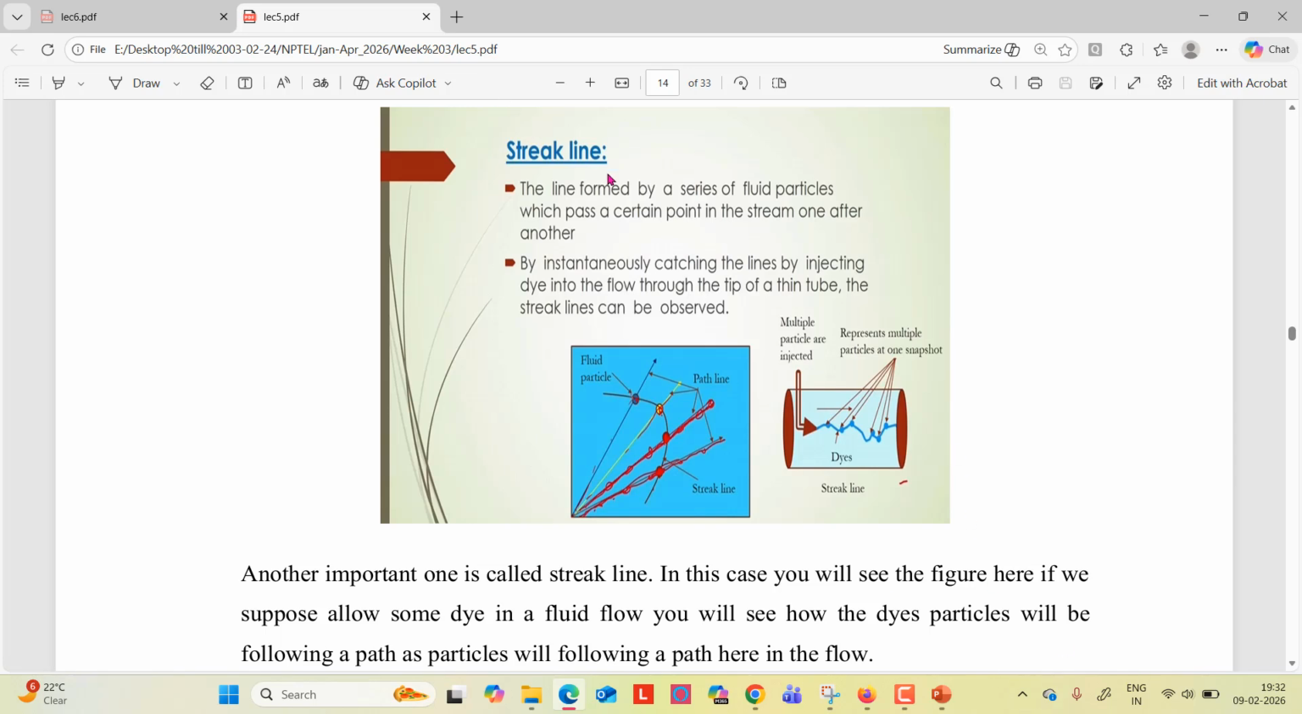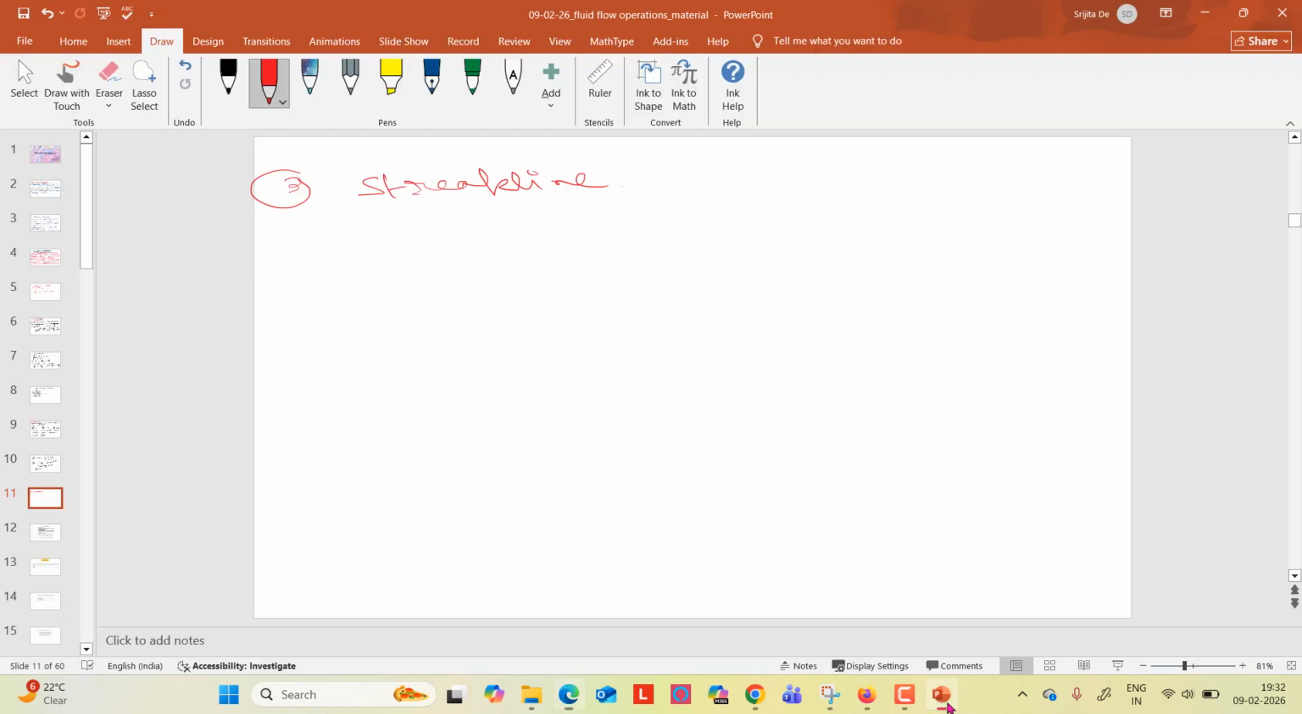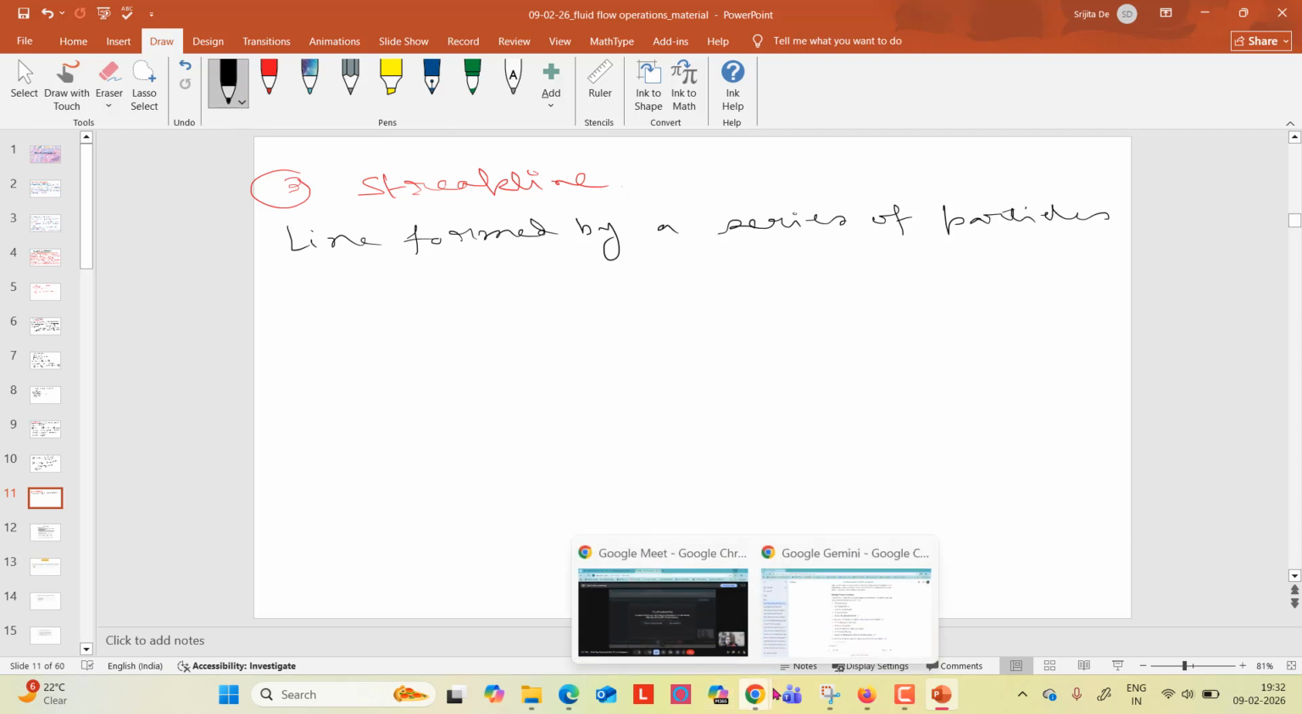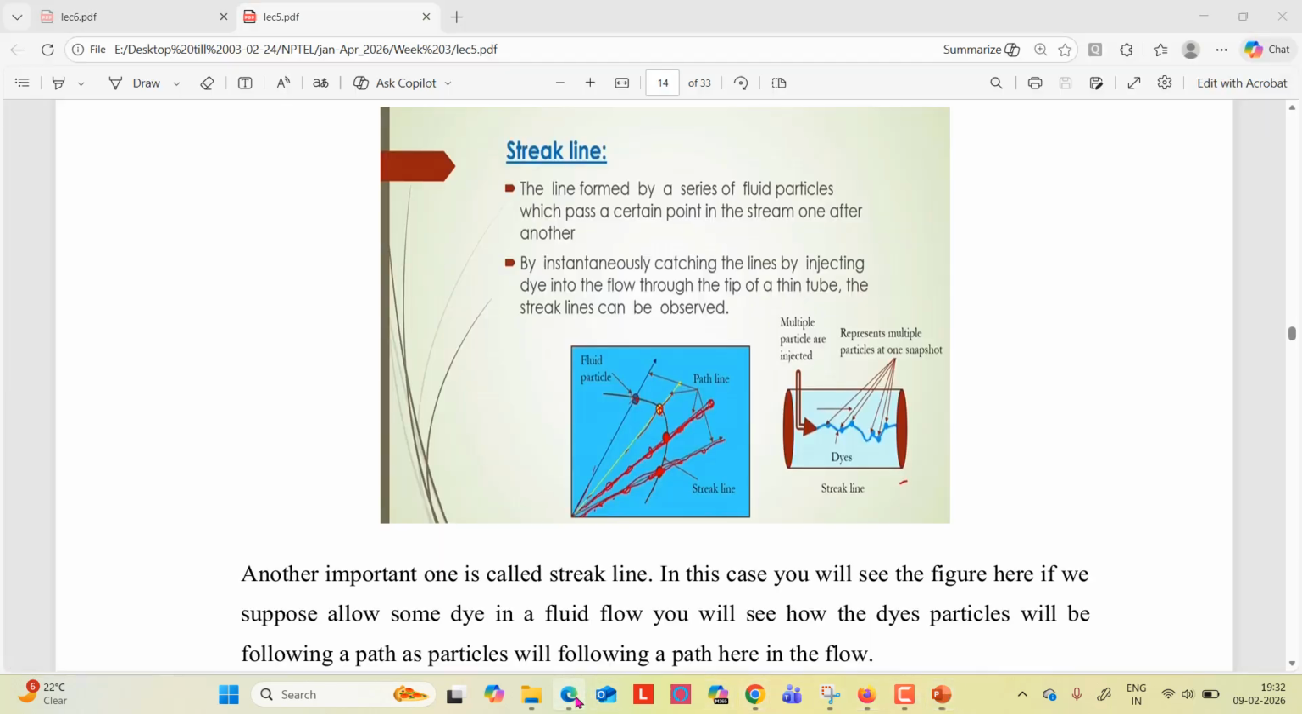So the definition is the line formed by a series of fluid particles capturing at the same point. A series of fluid particles which pass a certain point in the stream one after another.